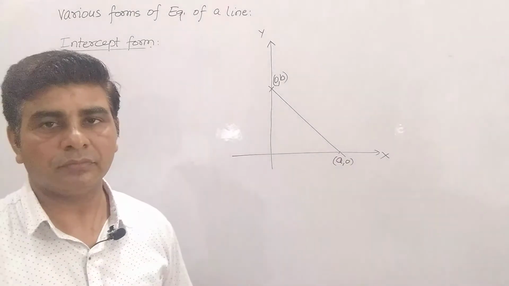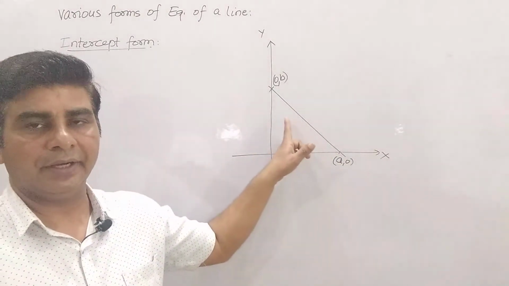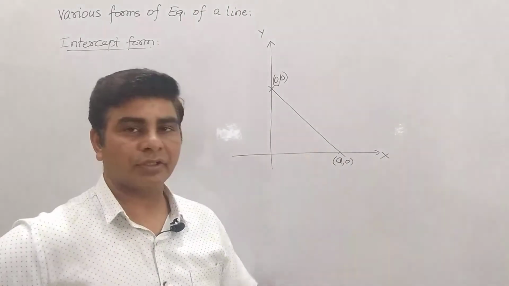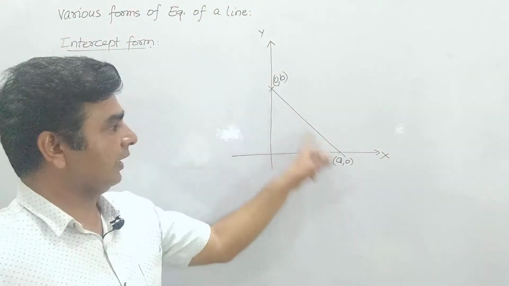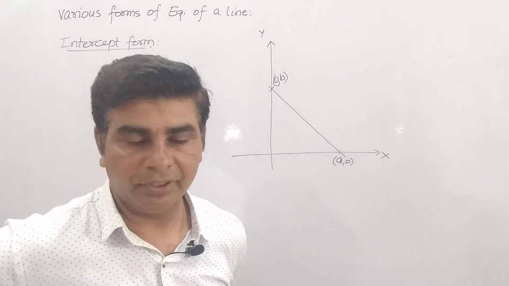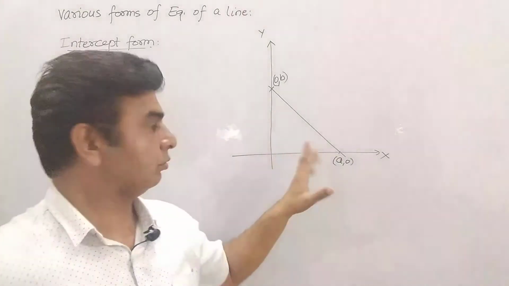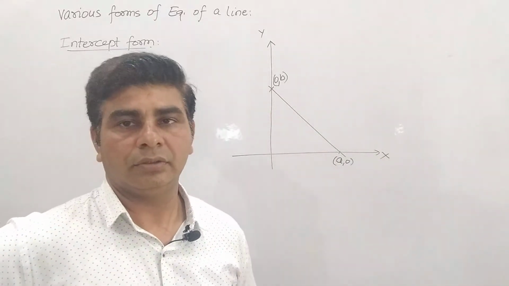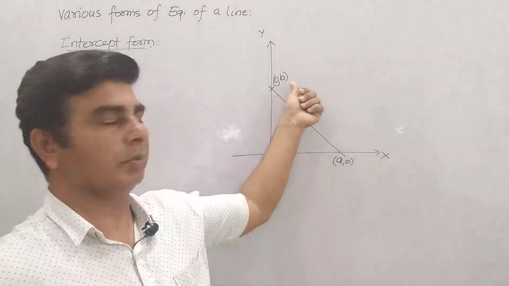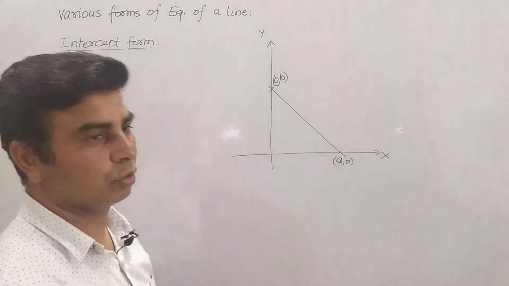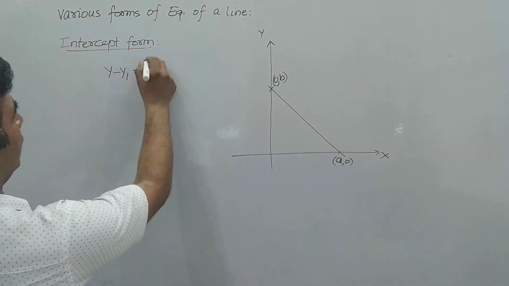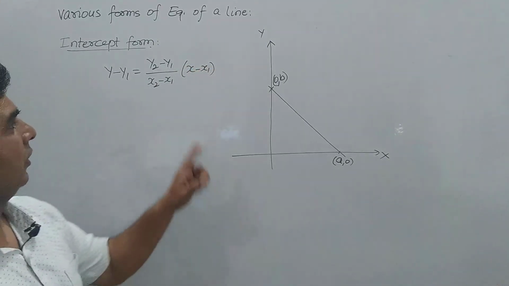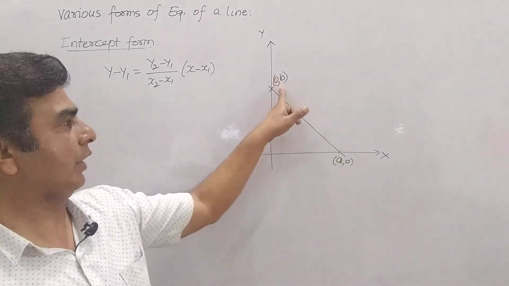This is the line whose equation we want to find, and it is intersecting the x-axis at point A and intersecting the y-axis at point B. So the equation of the line will be given by... this is the form in which the line is passing through two points. One, it passes through the point (a, 0), and the other, it passes through the point (0, b). So in this case the equation of the line in two point form is given by y minus y1 is equal to y2 minus y1 upon x2 minus x1 times x minus x1, where (x1, y1) is given as (a, 0) and (x2, y2) is given as (0, b).